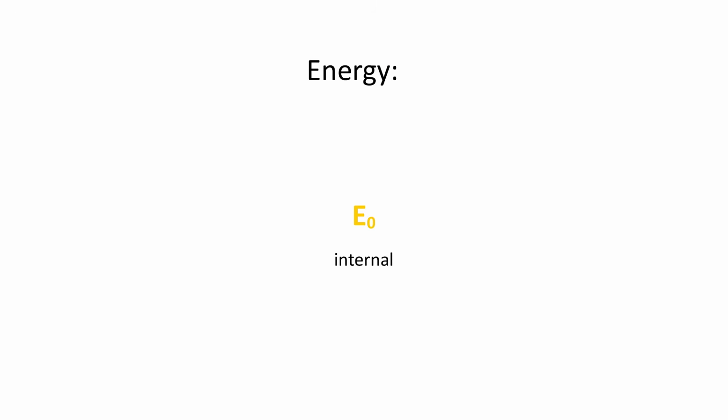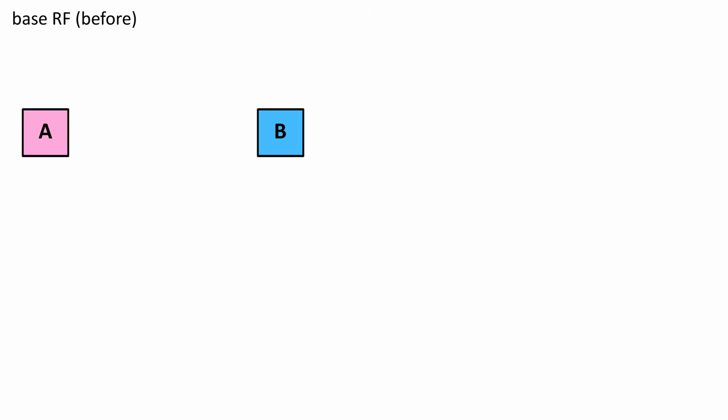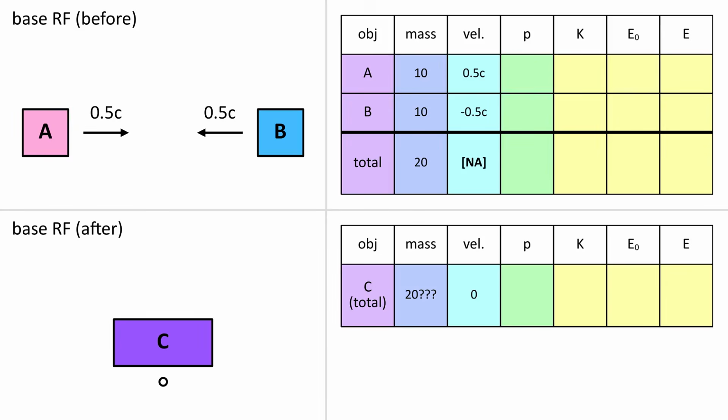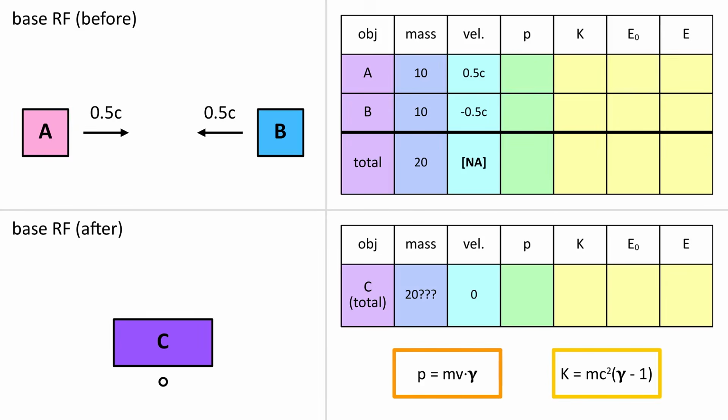From this point on, E0 is internal energy, K is kinetic, and E is total. As you'll recall, blocks A and B are each 10 kilograms and move at 0.5 c towards each other before merging into block C. With the newly introduced gamma in the formula, blocks A and B have slightly more momentum than 5c last time, but they still cancel out, totaling 0, which matches that of block C after the collision.